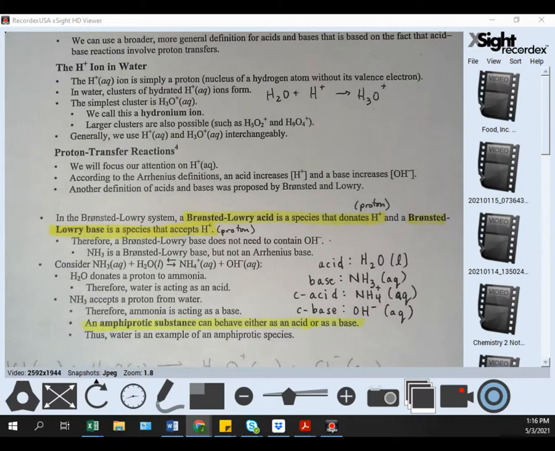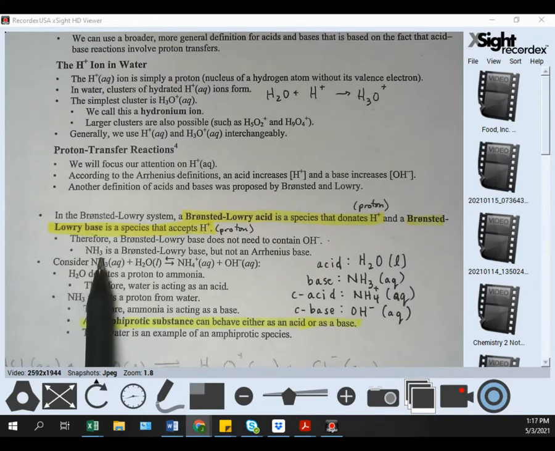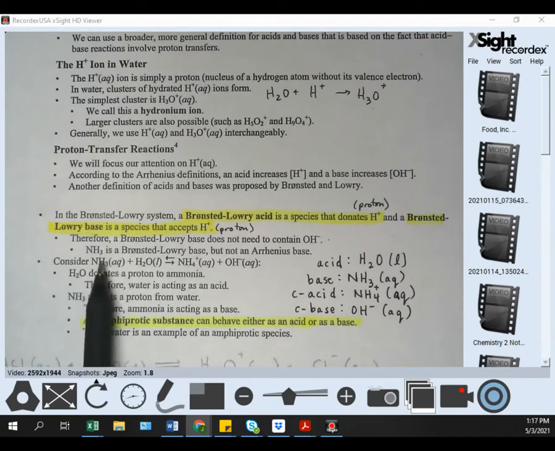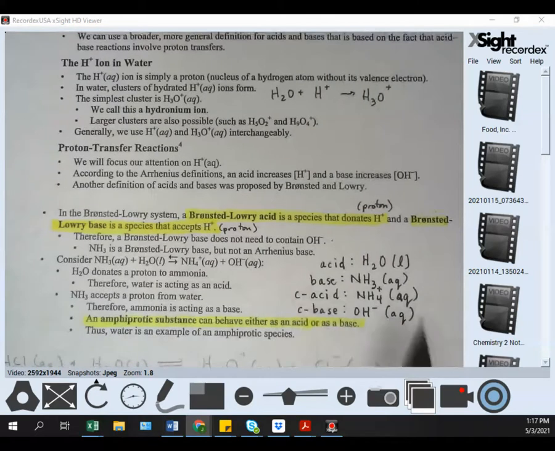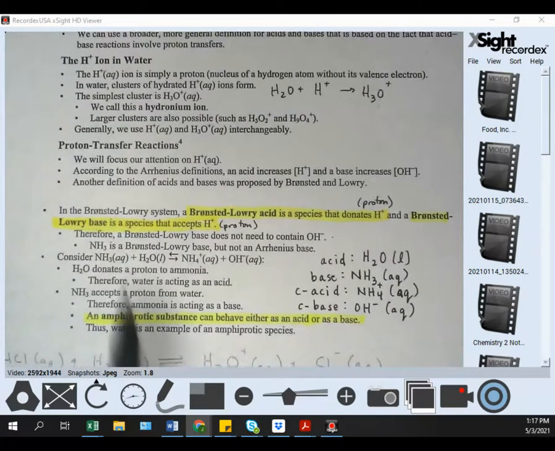Therefore, a Bronsted-Lowry base does not need to contain hydroxide. So we actually talked about this earlier this year when we were talking about strong versus weak acids and bases. And I just kind of told you guys to memorize that NH3 was a weak base. Okay. So NH3 is a base. In Bronsted-Lowry, it's actually a little easier to understand why.